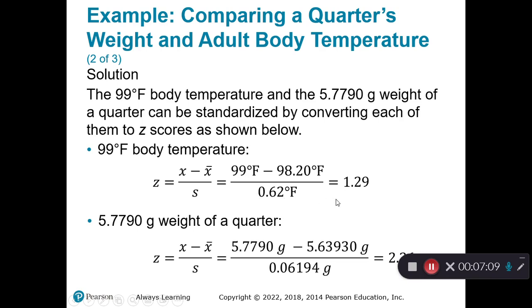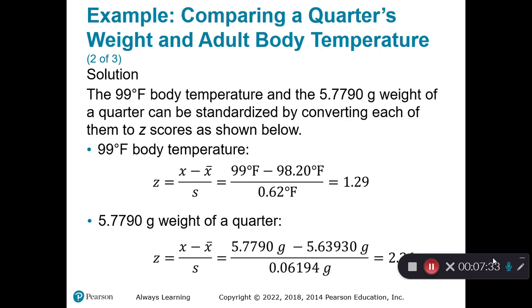So the z-score for 99 degrees coming from that particular set is 1.29. This means that a person that has a temperature of 99 degrees Fahrenheit is above the mean by 1.29 standard deviations.